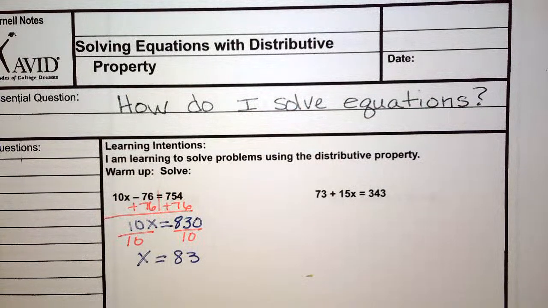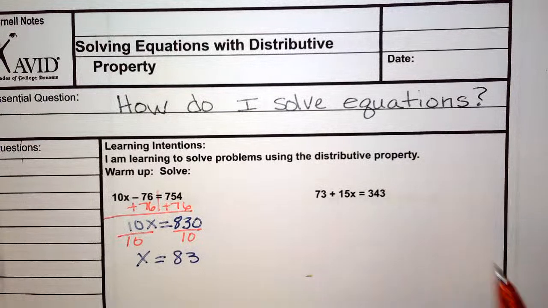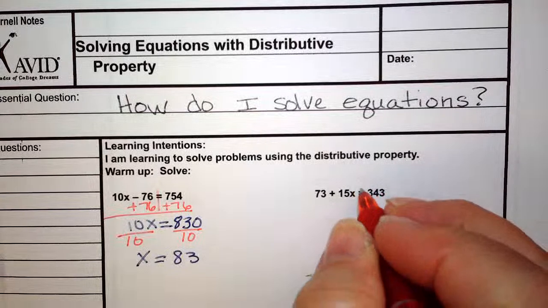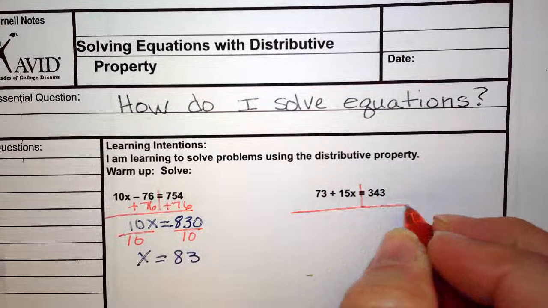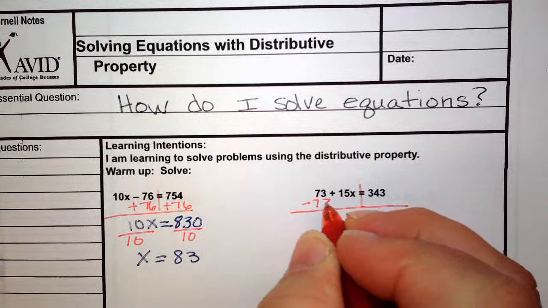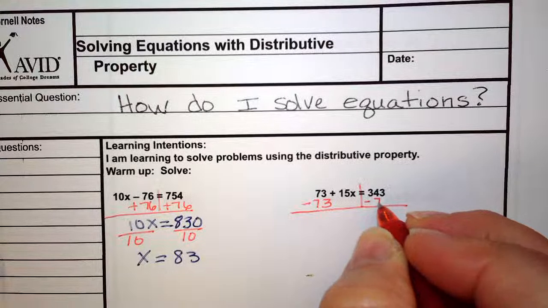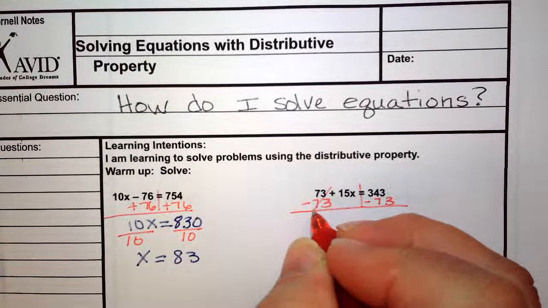For the next one, 73 plus 15 times x. Oh, the 73 is in the beginning, but it still needs to be eliminated first. I need to get that 15x by itself. The opposite of a positive 73 is a negative 73. I'm going to subtract 73 from both sides.